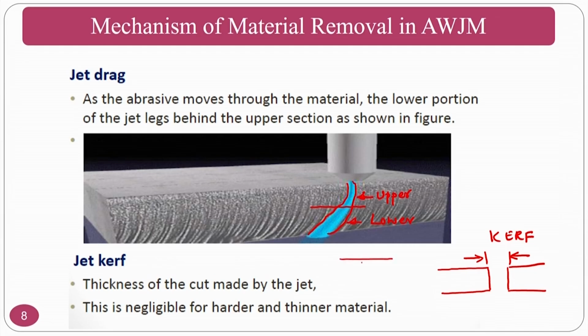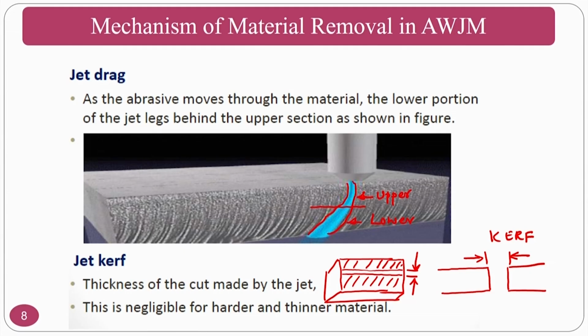Or, to simply understand, assume that I have a surface on which I want to make a channel. So, I want to make a channel on the surface. This is my metal surface, and this is the micro channel, this is nothing but the kerf. Okay. This is negligible for harder and thinner materials.